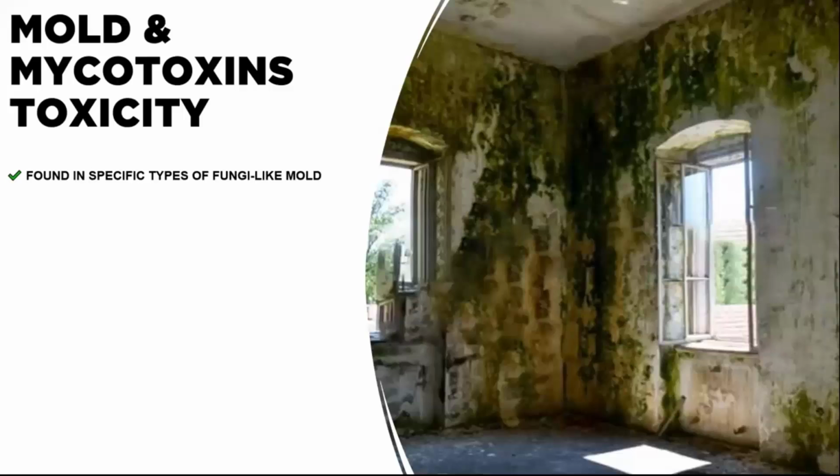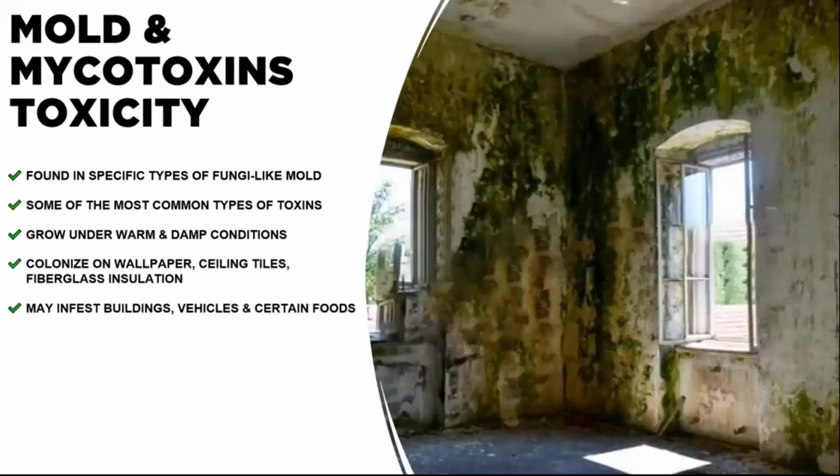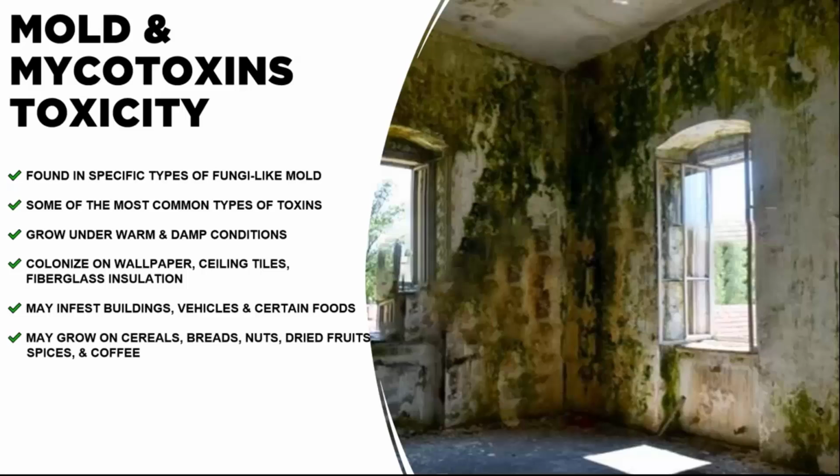Let's go into the next toxin, mold and mycotoxin toxicity. This is a big area, and as you can see from this slide, mold is found in specific types of fungi. Some of the most common types of toxins are mycotoxins, and they grow under warm, very warm, hot, and even damp conditions. They colonize on wallpaper, ceiling tiles, fiberglass insulation, and they may infest buildings, vehicles, and even certain foods like cereals, breads, nuts, dried fruits, spices, and coffee is a very big one. They are very chemically stable, and they're able to survive food processing.